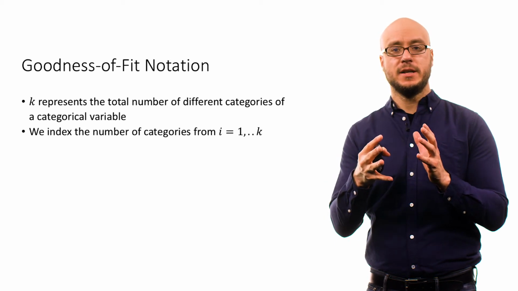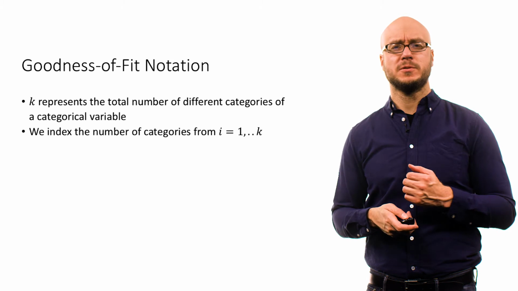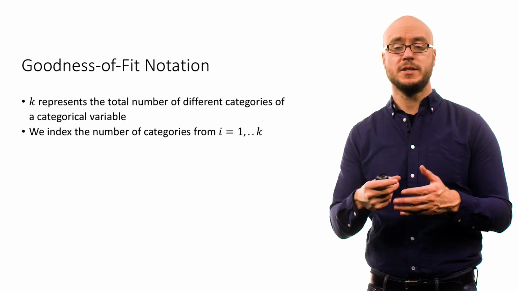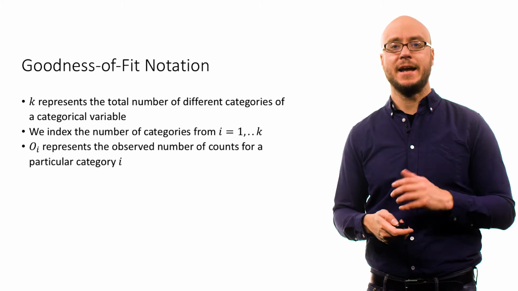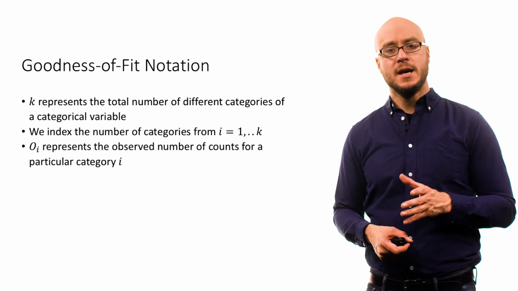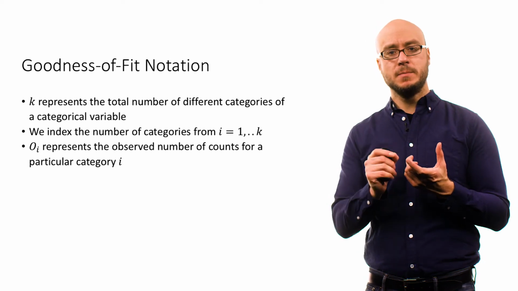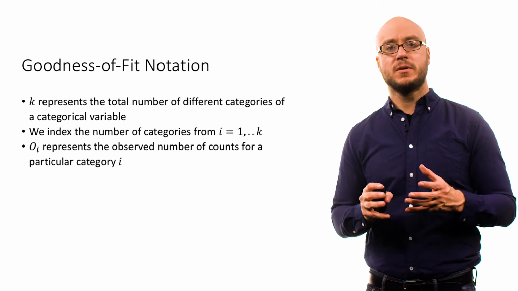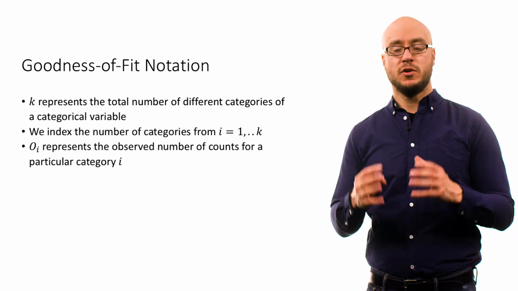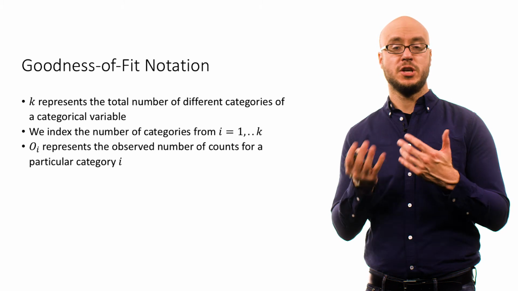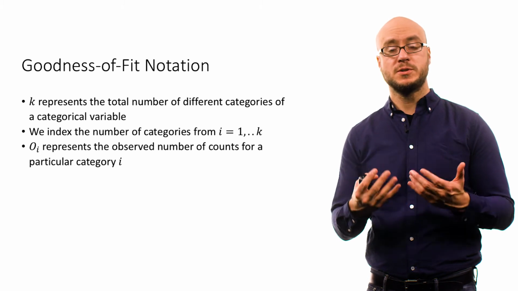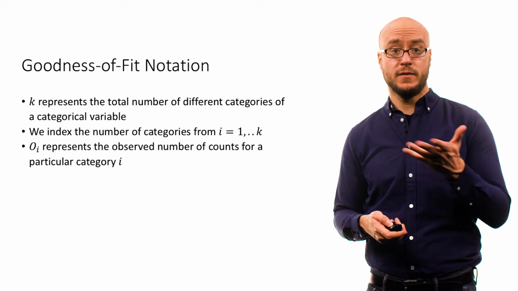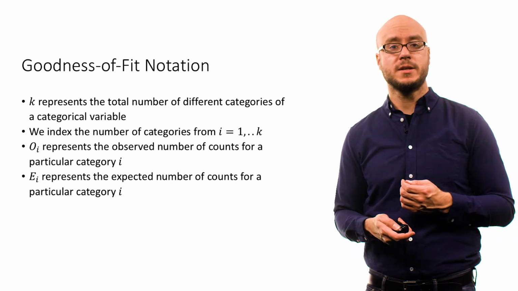So in this particular example, in which we talk about young people's religious affiliations, we have i equals 1, i equals 2, and i equals 3, where K is 3. We just like to keep track of these different categories. But we like to use capital O with a subscript i, which indexes that particular category, to represent the observed number of counts for a particular category i. So if i equals 1 refers to those young people who are Protestants, O subscript 1 would just be the observed number of counts for that category, in this case Protestants.